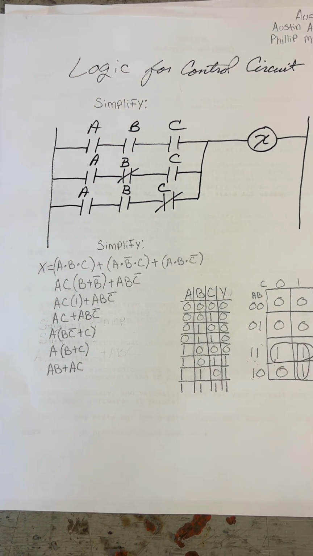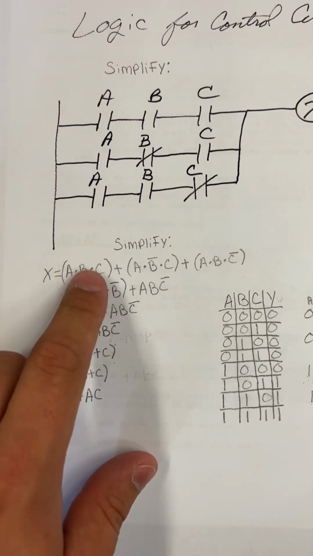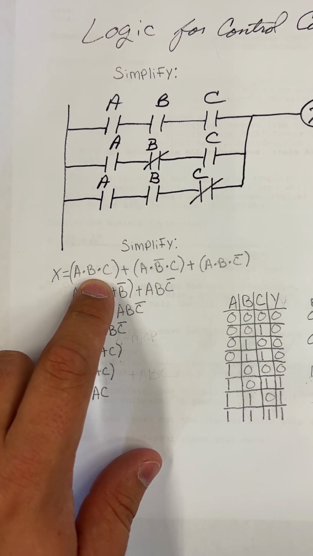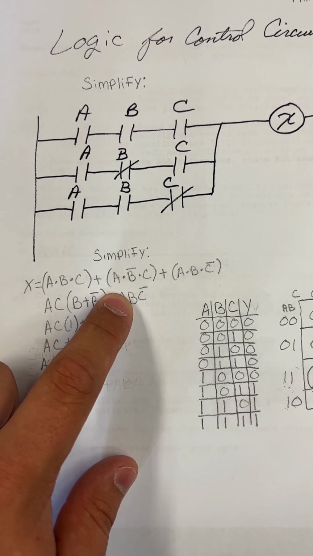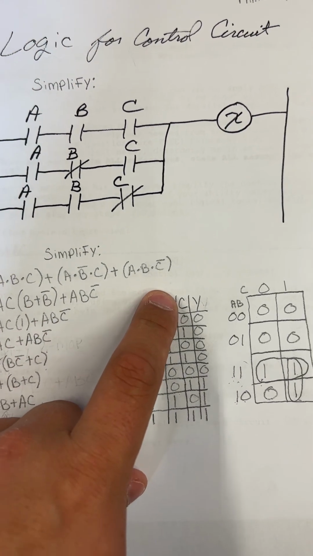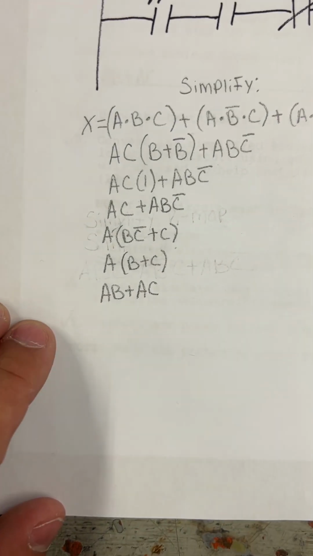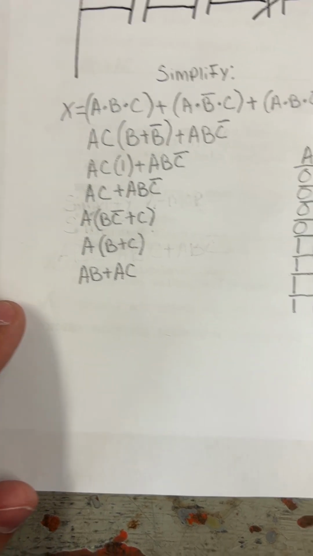We're doing logic for a control circuit. This is our expression we got given to us. It was A and B and C, or A and not B and C, or A, B and not C. For our simplified expression, we ended up with AB or AC.